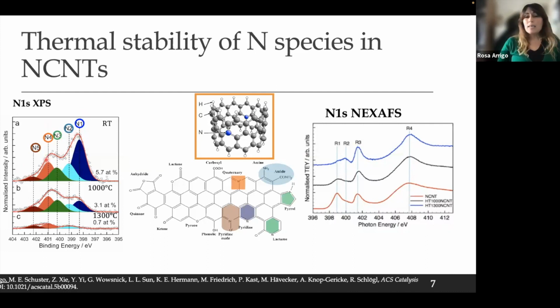Now, as I showed you, it is not possible to introduce selectively one nitrogen species by the different methods we have explored. So maybe by thermal annealing, we can achieve that. And here, this is a temperature dependent study. Basically, we thermally treat the starting nitrogen functionalized carbon nanotube, and we see whether we can maximize the abundance of one species. What you can see here is that, of course, all the nitrogen species go down, but at higher temperature, we can increase the abundance of quaternary nitrogen and remove the pyridinic nitrogen.